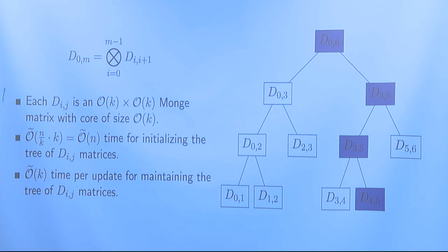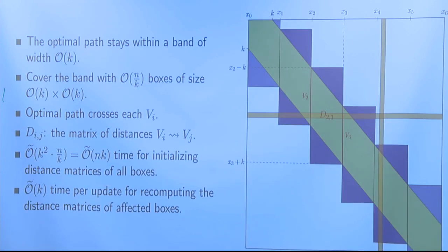Sorry, why k and not k squared? Why the update time is k? So here, multiplying these matrices, they are Monge matrices with small core. So multiplying them takes O tilde of k time. That's because the core is small. What about in the previous slide? Why that? You don't recompute the distance matrix for the box from scratch, or? No, I'm using the previous algorithm. So the previous algorithm not only maintains the distance from the corner, but the whole distance matrix. So I'm using it in a black box fashion.